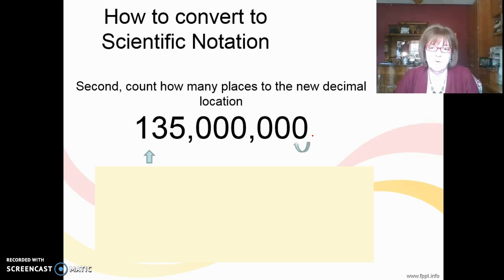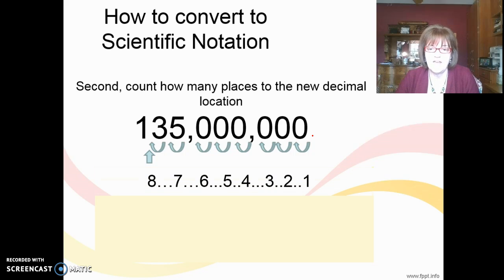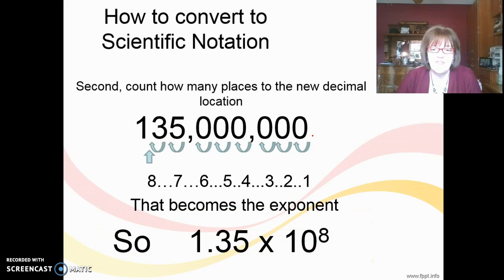Let's see. We've got 1, 2, 3. These are moving kind of slow, aren't they? 4, 5, 6, 7, 8. And there we go. We moved 8 decimal places to get there. So if we counted them, 1, 2, 3, 4, 5, 6, 7, 8, that's our exponent. This is our coefficient between 1 and 10, and we counted 8 places we had to move it to get it where we needed it. That makes the exponent 8.